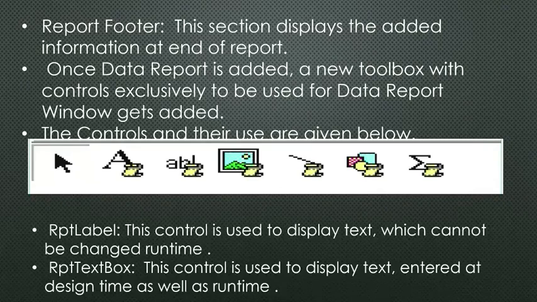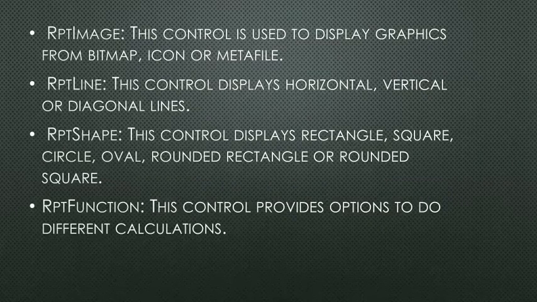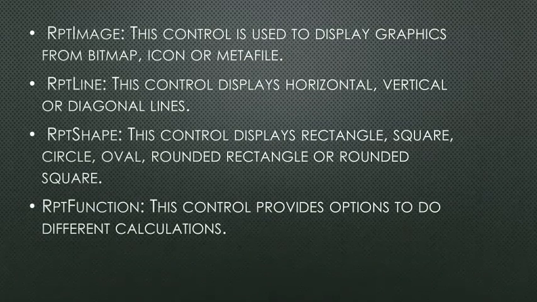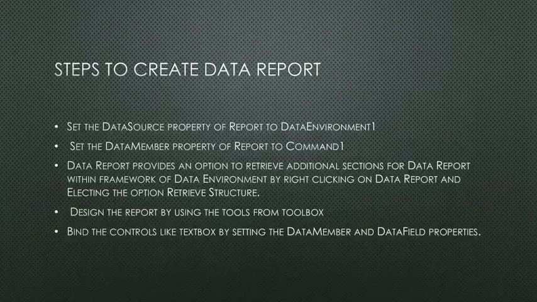This control is used to display text which cannot be changed at runtime. RPT text box. This control is used to display text entered at design time as well as at runtime. RPT image. This control is used to display graphics from a bitmap, icon or metafile. RPT line. This control displays horizontal, vertical or diagonal lines. RPT shape. This control displays a rectangle, square, circle, oval, rounded rectangle or rounded square. RPT function. This control provides the option to do different calculations.